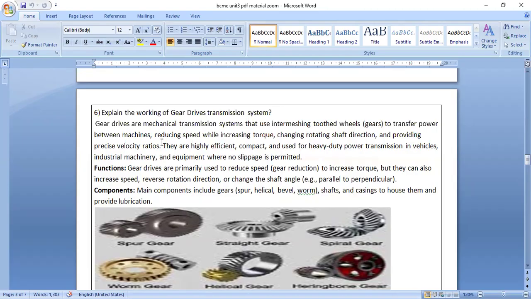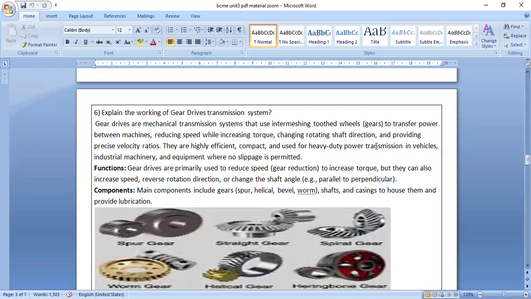They are in direct contact with each other. Meshing is there, so friction is there. So you use some fluid in order to carry away the heat from those teeth. The intermeshing gears transfer power between machines, reducing the speed while increasing the torque. More torque will be there in the gear drive system. It can also change the rotation and shaft direction, forward and backward.